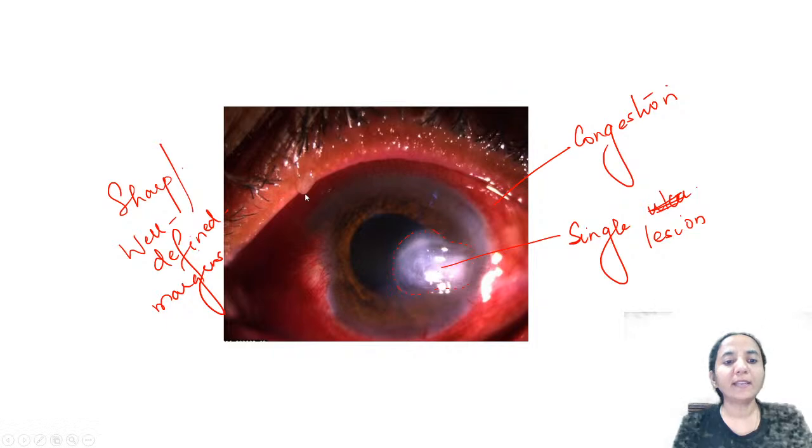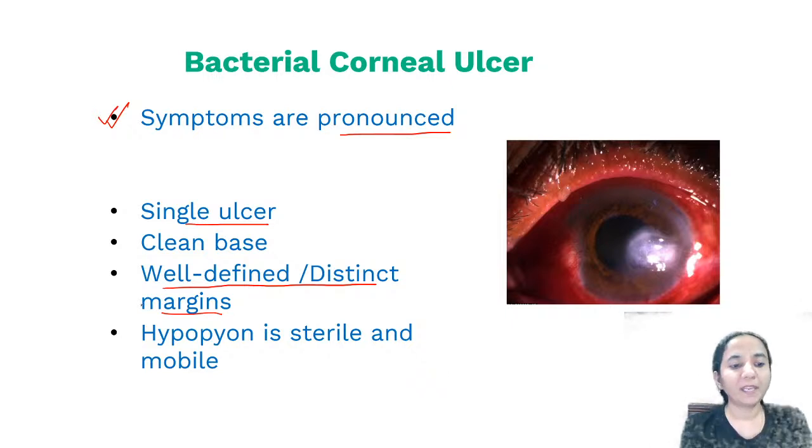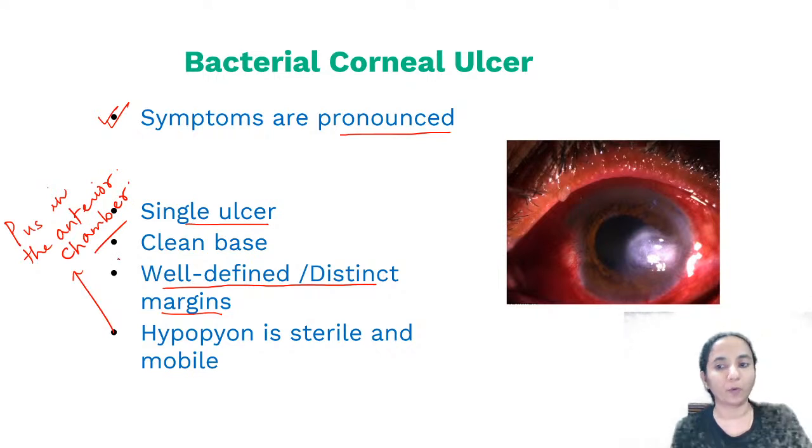Okay. Now the next point pertains to something which is called a hypopyon. Now what do we mean by the word hypopyon? Hypopyon means pus in the anterior chamber. Pus in the anterior chamber is called a hypopyon. Now, it's not necessary that all corneal ulcers will have hypopyon.